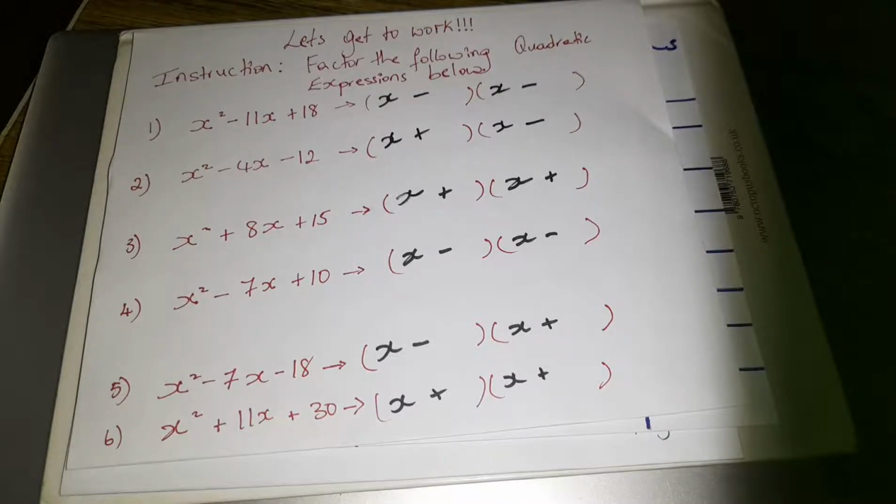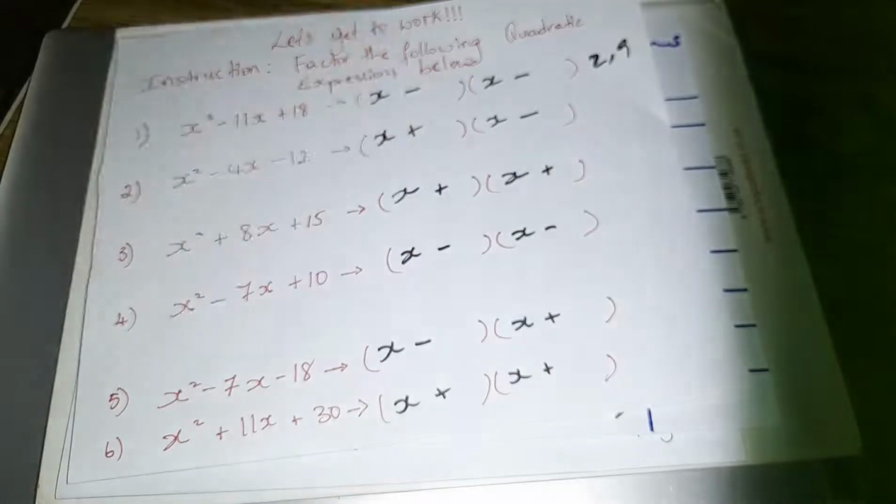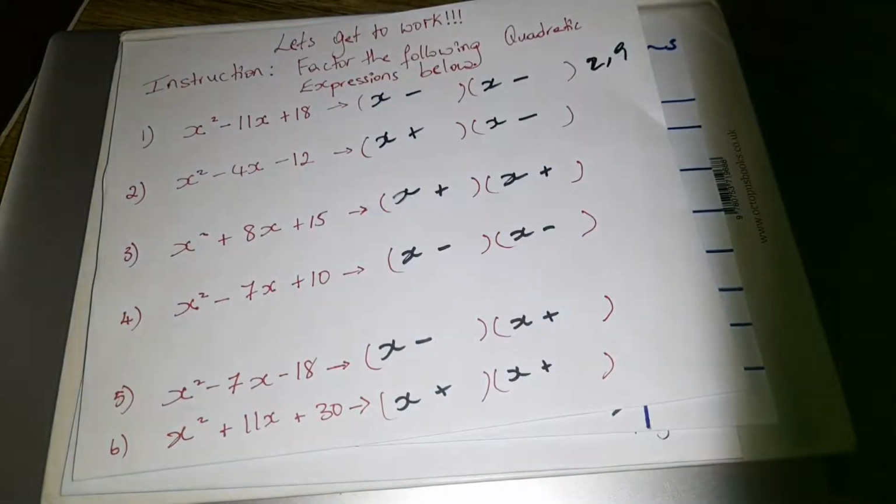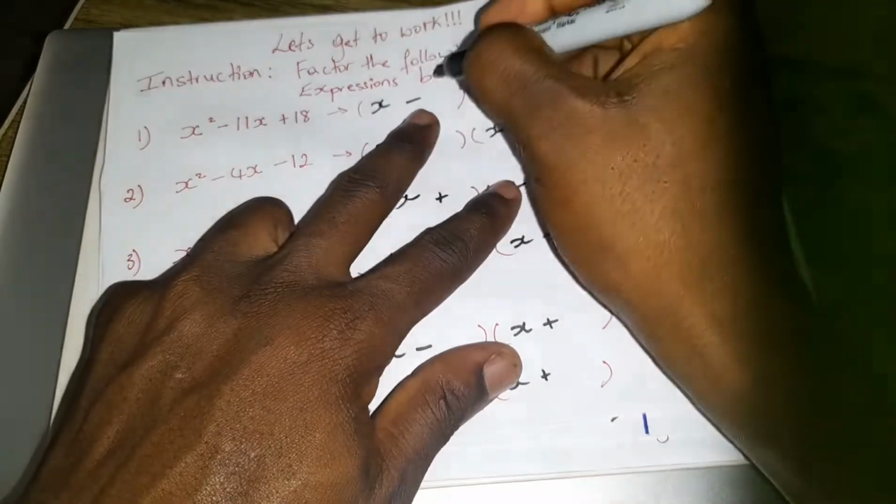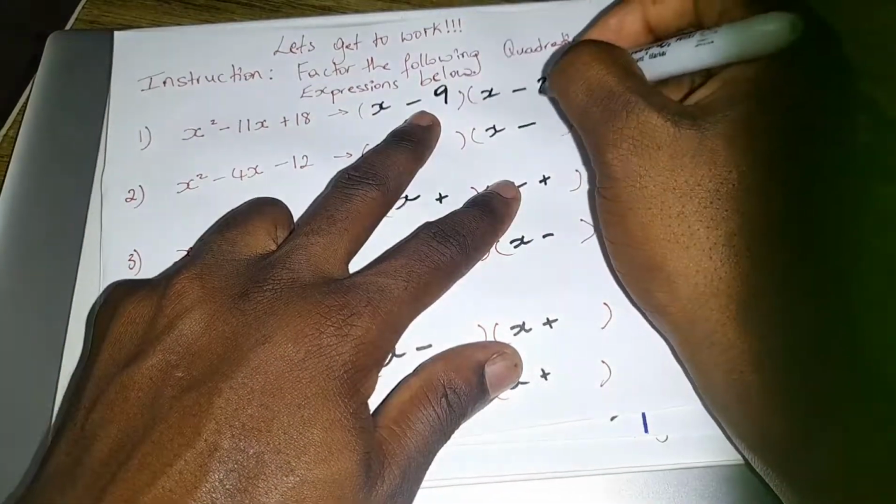So let me write it. 2 and 9. 2 times 9 is 18. But when you add them, how much do you get? 11. So anyway, you want to put the 9 over here and the 2 over there.